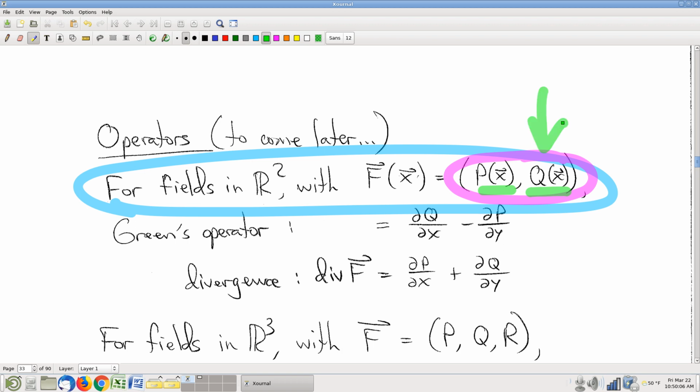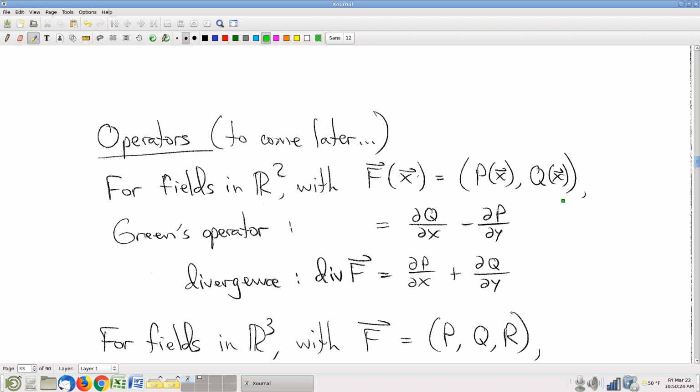Doesn't really matter. It's an arbitrary choice, but it's pretty common. So I'm going to get on board with this again as a very common choice of notation. So it's arbitrary, but it's also harmless. And again, you're going to see this a lot. So P and Q. P means the first component of the vector field. Q means the second component.